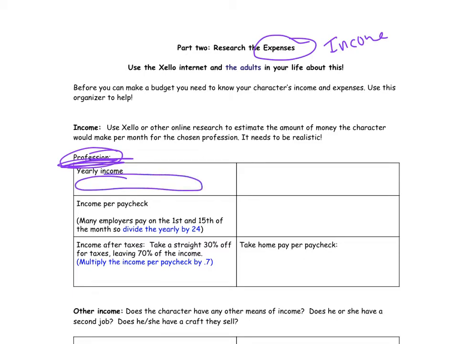So first, what is the profession? And then what is their yearly income? And you're going to have to take an average. Usually on Zello or on the internet, it gives you a range. So take an average of that. The difference, so add up the bottom end and the top end and divide by 2. So lowest plus highest divided by 2.